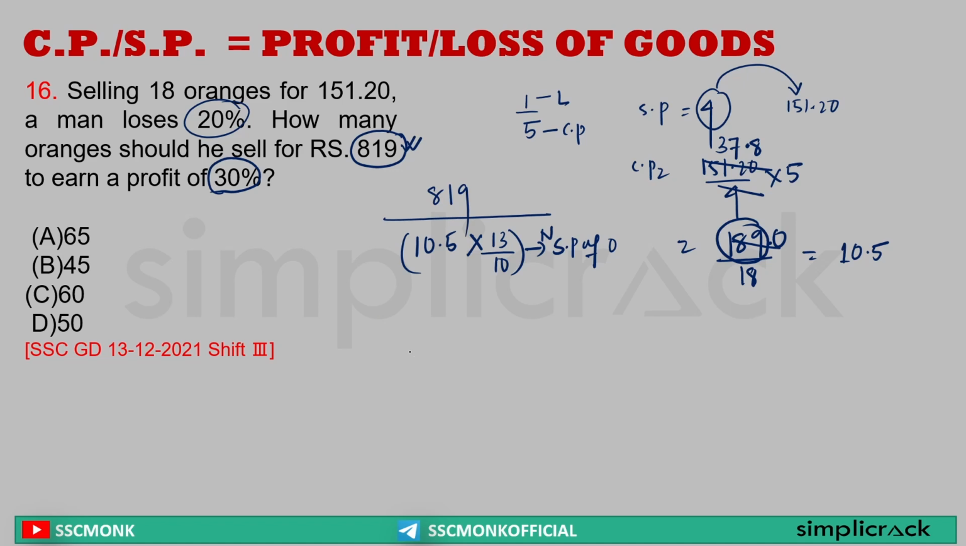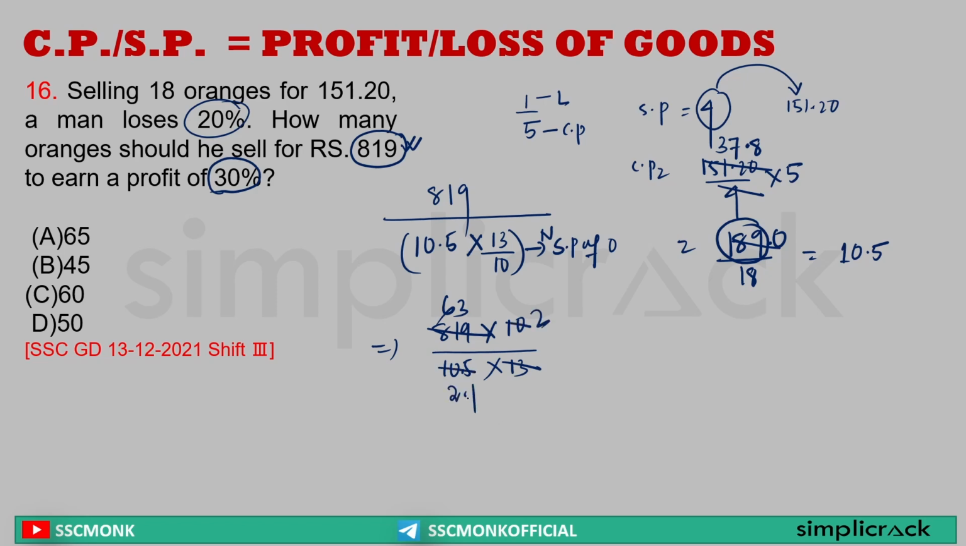So what is the total profit? So what is the number of oranges? Sir, 819 into 10 divided by 10.5 into 13. Clear? Sir, 13 6s are 78. 3 9s are 27, 3 3s are 39. Clear? Now here 5 2s are 10.